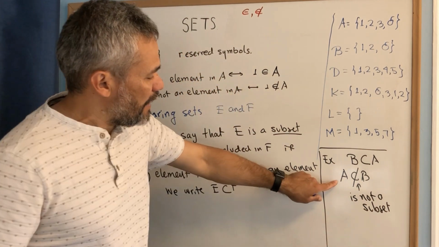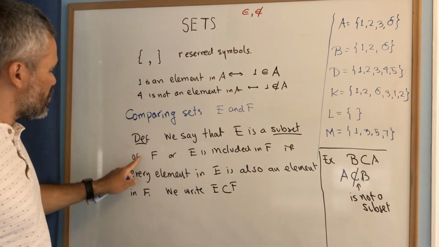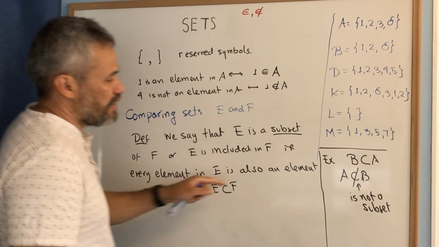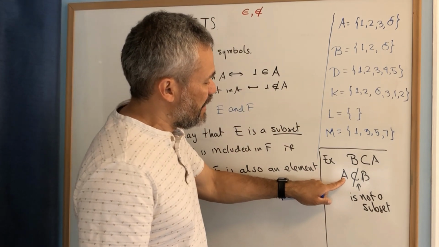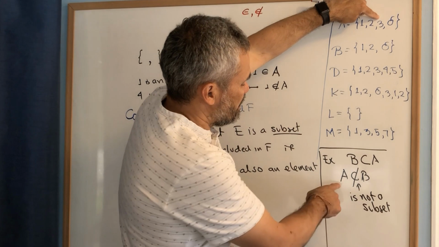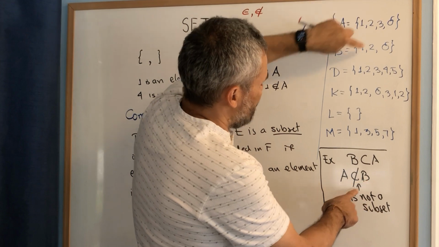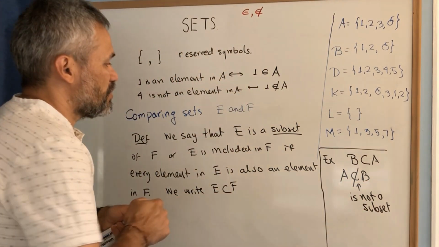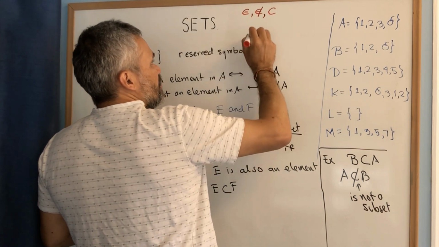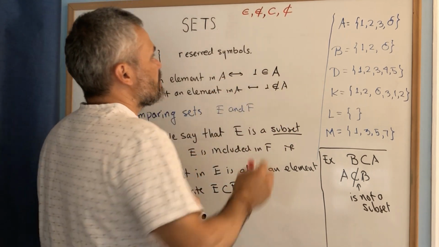And the reason A is not a subset of B is because this proposition is false: every element in E is also an element in F. Here, not every element in A is an element in B. Why? Because we have that 3 is an element in A and 3 is not an element in B. Then we will write this symbol also. Let me keep track of the symbols that we are using. This is included or is a subset. This is not a subset or is not included.